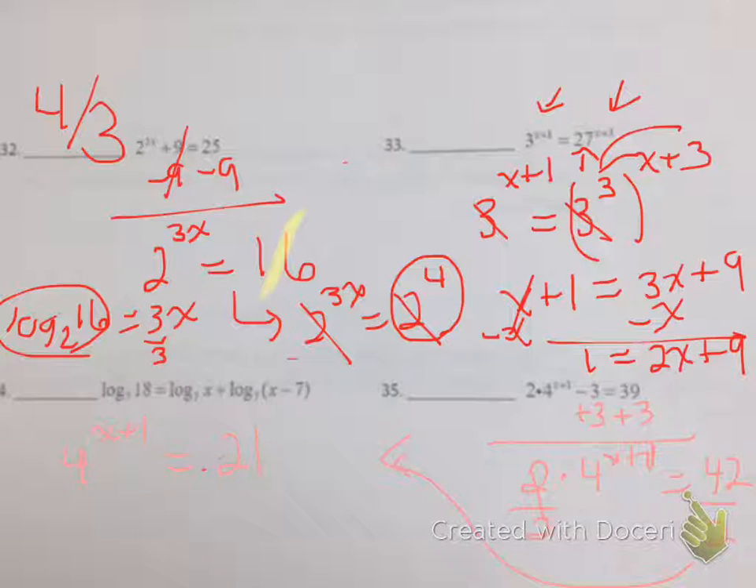And now I need to change it to logarithmic form. So log base 4, switch these, of 21 is equal to x plus 1. I'm going to subtract 1. I'm going to do the change of base first and then subtract 1. I'll let you finish it off.